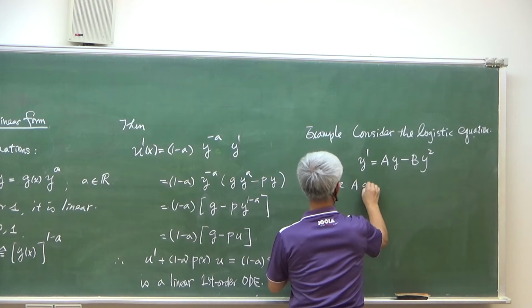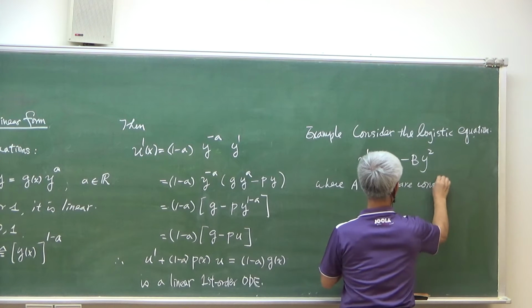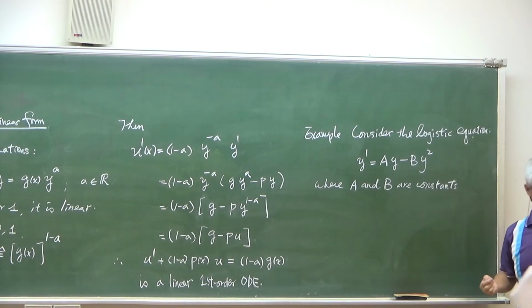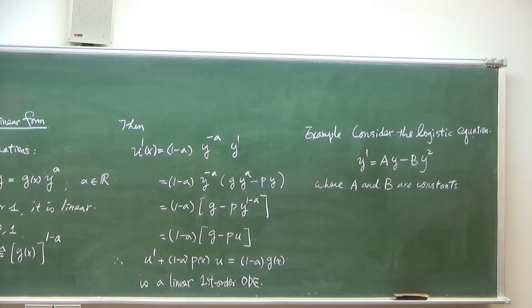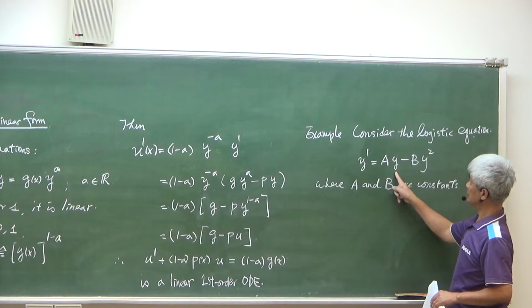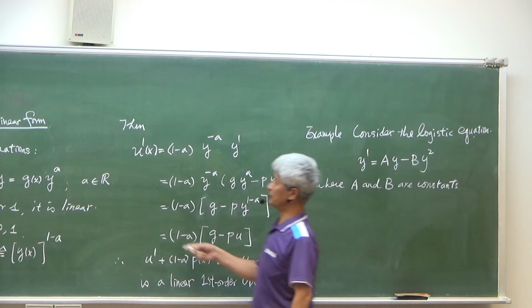Where a and b are constants. Alright? The logistic equation is a famous differential equation in engineering. Okay? So you can see that the logistic equation is a special type of Bernoulli equation.